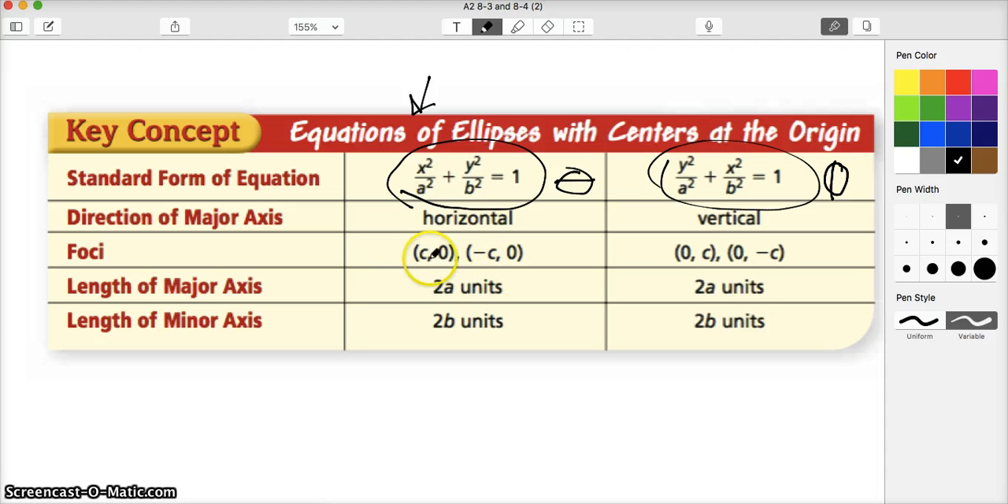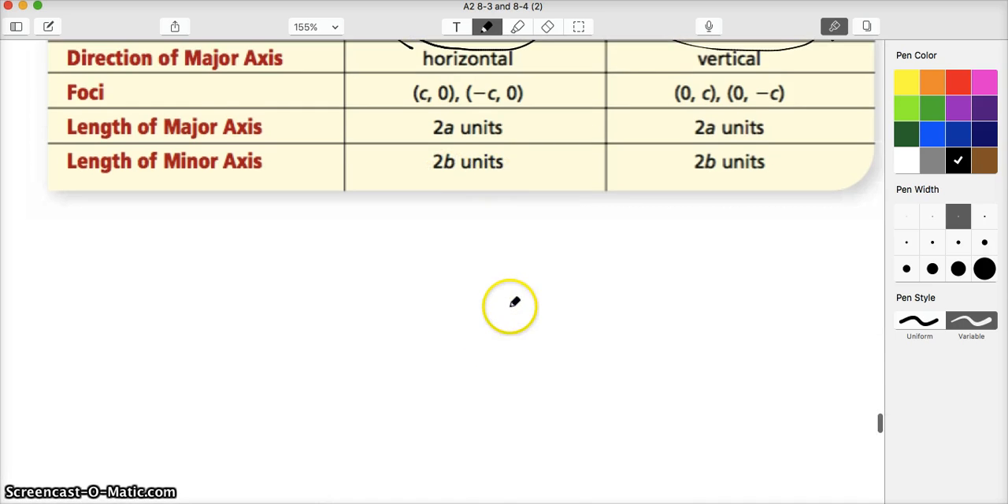The focal points here would be at (c, 0) or (negative c, 0) given this standard equation. By the way, this is an equation that is centered at the origin. All ellipses aren't, and we'll talk about moving them around, but we need to get used to them centered at the origin before we move further. And then this is a vertical one centered at the origin where the foci are located at (0, c) and (0, negative c). All right, you see the difference between those? And all the same things hold: 2a is the major axis length, and 2b is the minor axis length.